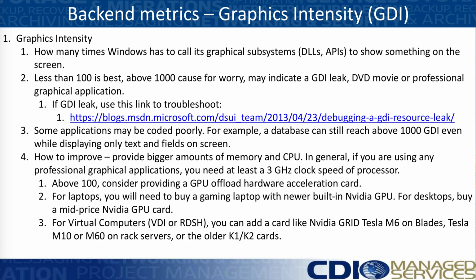For virtual computers, either VDI or RDSH, NVIDIA makes special cards, right? You cannot use a regular consumer card to improve the speed of your graphics on your virtual computers. You need a special card, and they're called NVIDIA Grid Tesla M6. That's for the Blade servers, and then Tesla M10 or M60 for rack servers, and the older generations are called NVIDIA Grid K1, K2 cards.